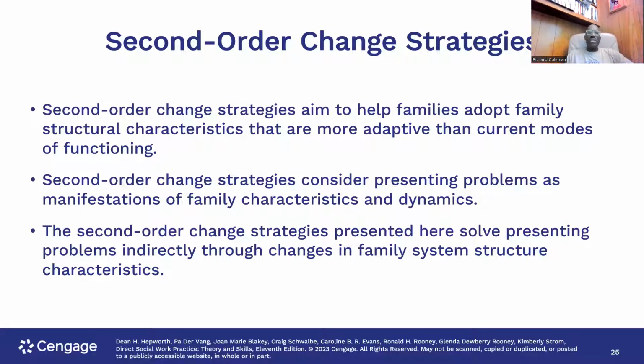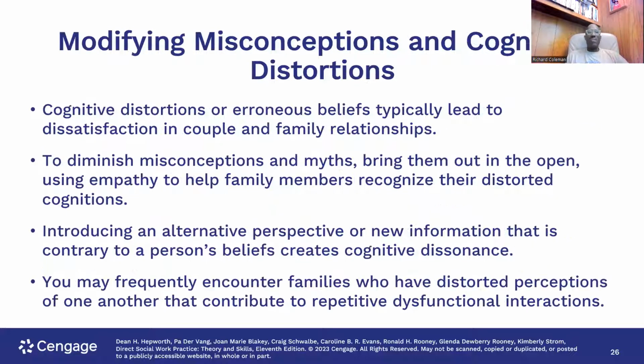That second order strategy is again aimed at adapting the family structural characteristics. So who's in the power seats, who drives what, what are the alliances, the subsystems, the norms, and the rules, and really looking at whether there are different ways to adapt that functioning for that particular family. So again, really looking at the second order change strategies, addressing presenting issues indirectly through changes in the family structure and characteristics. So looking at having things done in a different way.